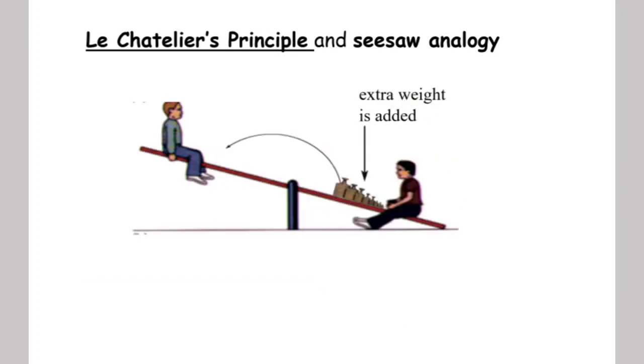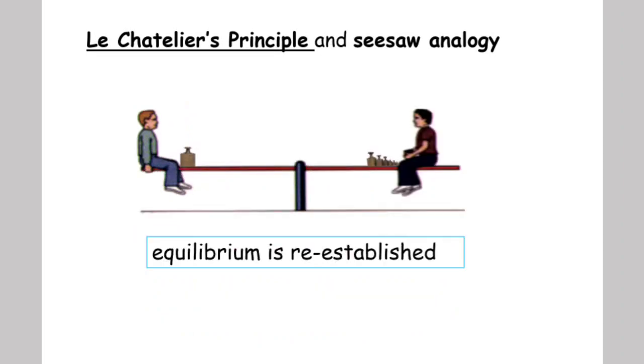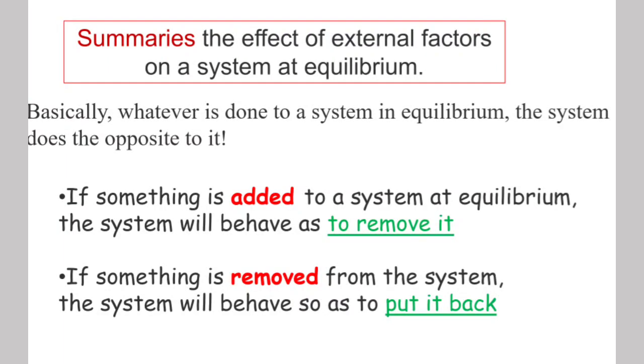Now, some extra weight is added to the boy at the right. What do you have to do to rebalance the seesaw? It's very common that if we want to balance the seesaw, some of the weight has to move to the left to regain the balance. So, chemical reactions behave in the same way, adjusting automatically. Depending on the disturbance, the system will adjust in the direction of regaining equilibrium.